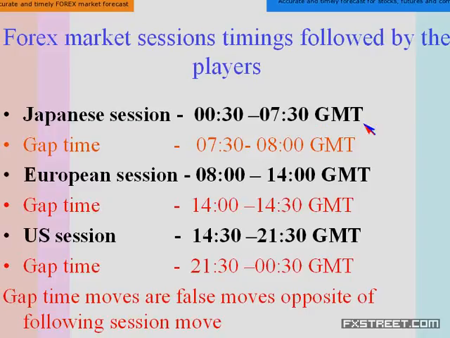0030 to 7:30 GMT is the Japanese session. 7:30 to 8 is the gap time. Then the European session is 8 to 14 GMT. 14 to 14:30 GMT is the gap time. So now we are around 9 GMT, during the European session, and 1 hour has gone since the start of the European session.